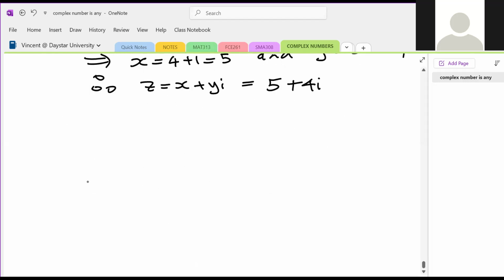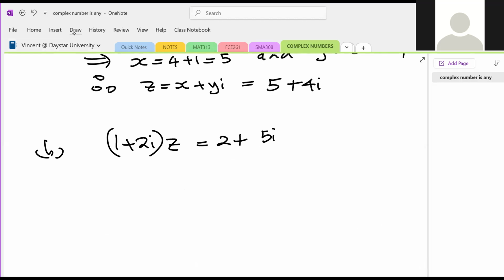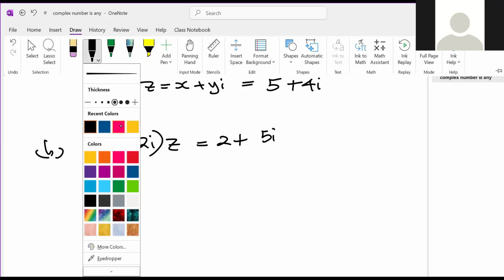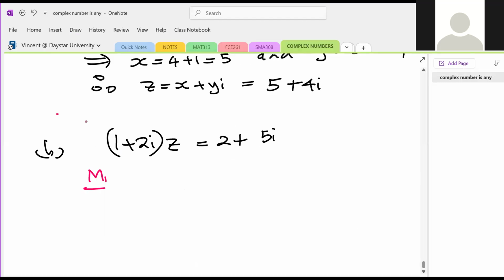And then the other equation is (1 plus 2i) z equals 2 plus 5i. We can also do it in two ways. First way: (1 plus 2i) z equals 2 plus 5i. Divide through by this bracket.